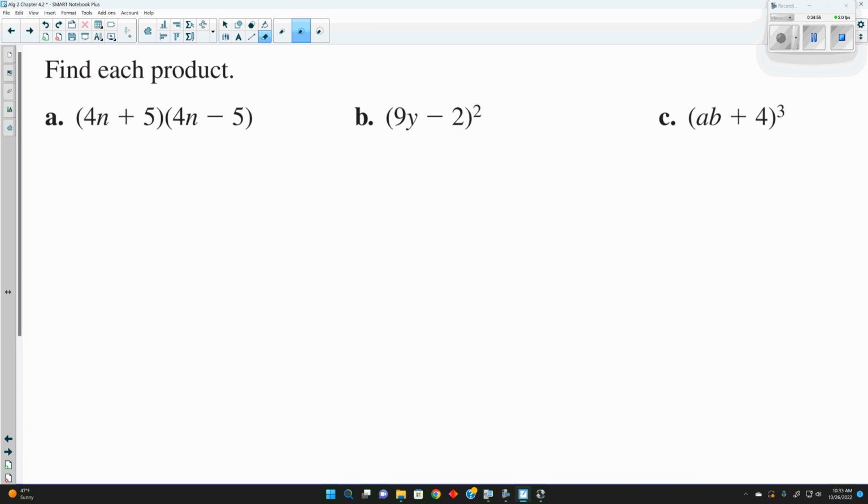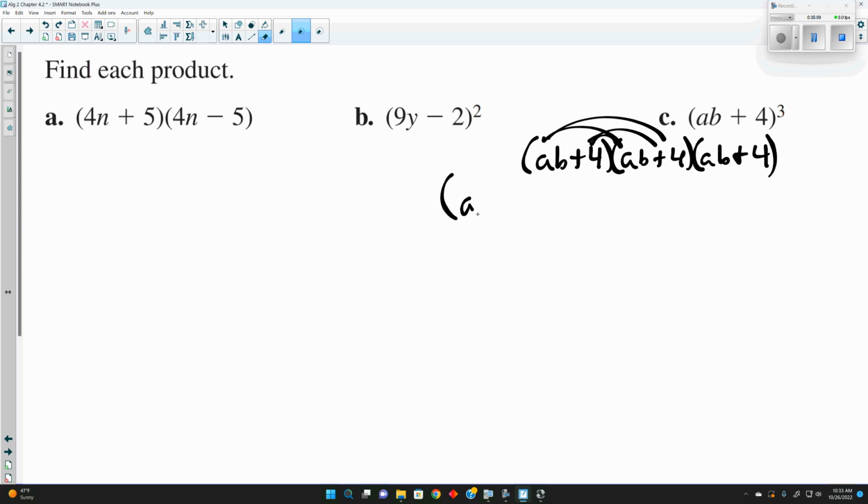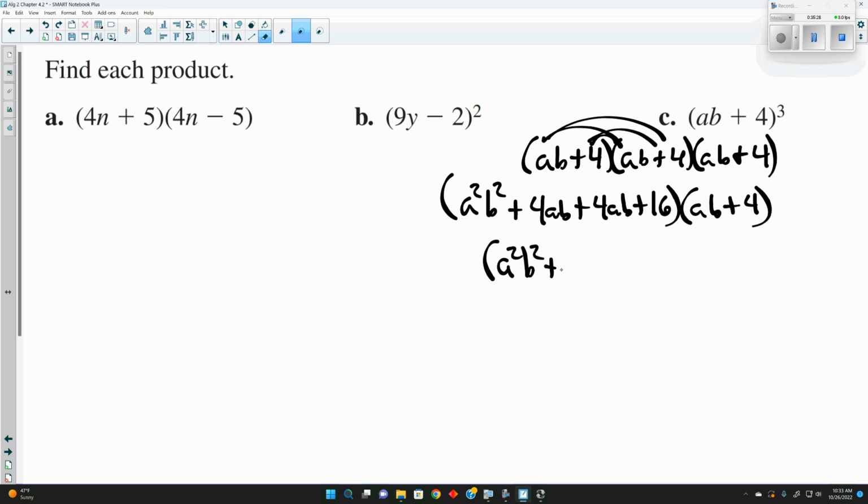Let me clear all this out. You guys can watch this here and kind of see how this works, because we'd have a squared b squared plus 4ab plus 4ab plus 16 if we multiplied the first two. But we still have the ab plus 4. If we combine like terms, a squared b squared plus 8ab plus 16 times ab plus 4.